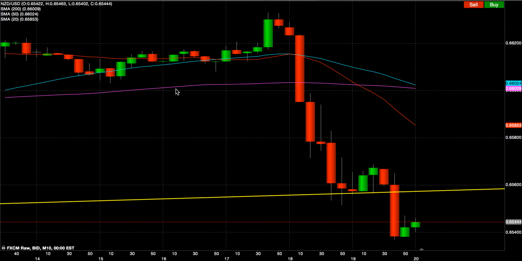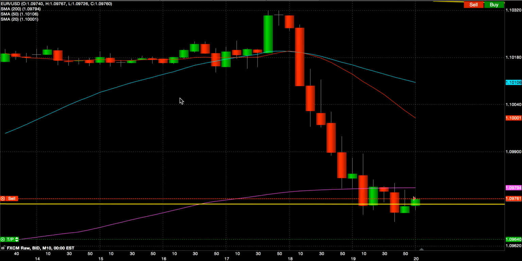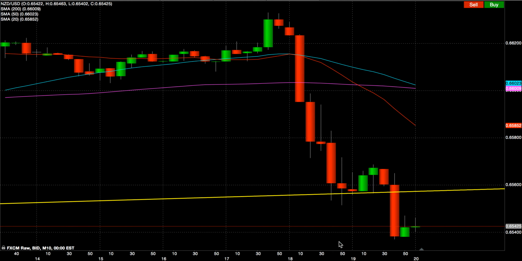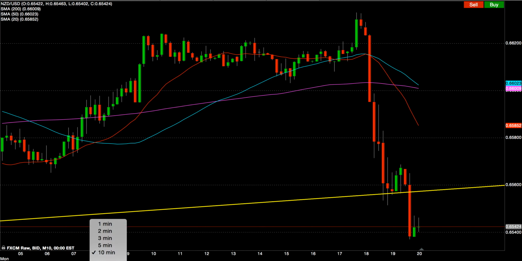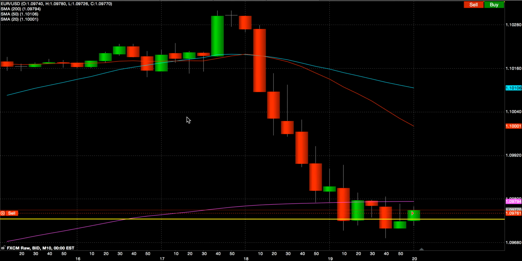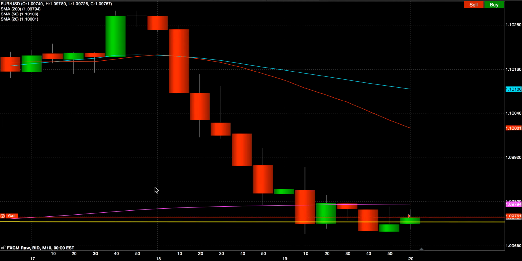We'll look back at the New Zealand dollar. So far, doing what I said it'd do. But I wasn't patient, so I went ahead and took the trade on the euro dollar. Yeah, this is looking weak here. Should just take this trade also, but I'd rather just stick to one. You can see here the 200-day moving average, which is this purple line here, is acting as resistance right now.